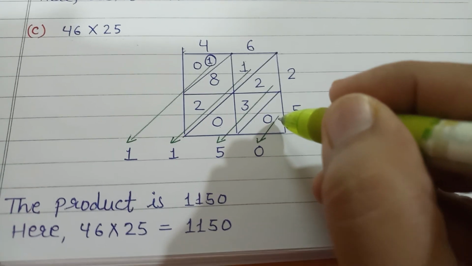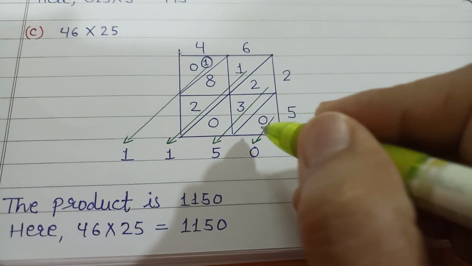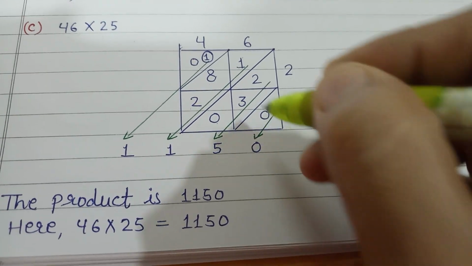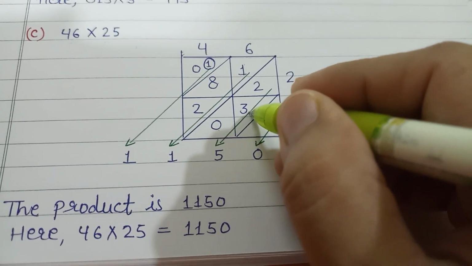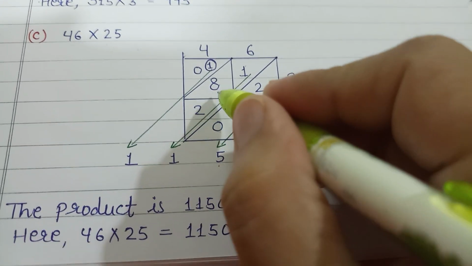Now we have to follow these arrows for the addition. Here 0 comes. Here 0 plus 3, 3. 3 plus 2, 5. Now here 2 plus 8.